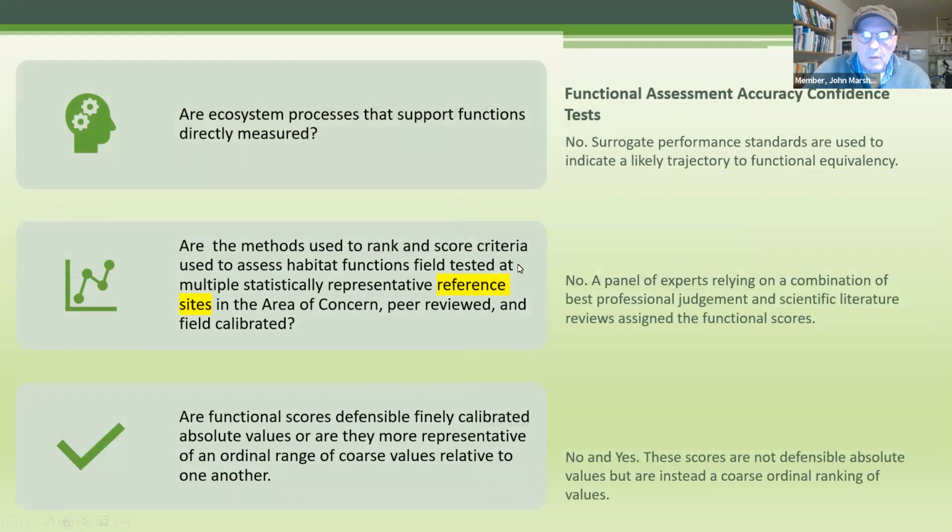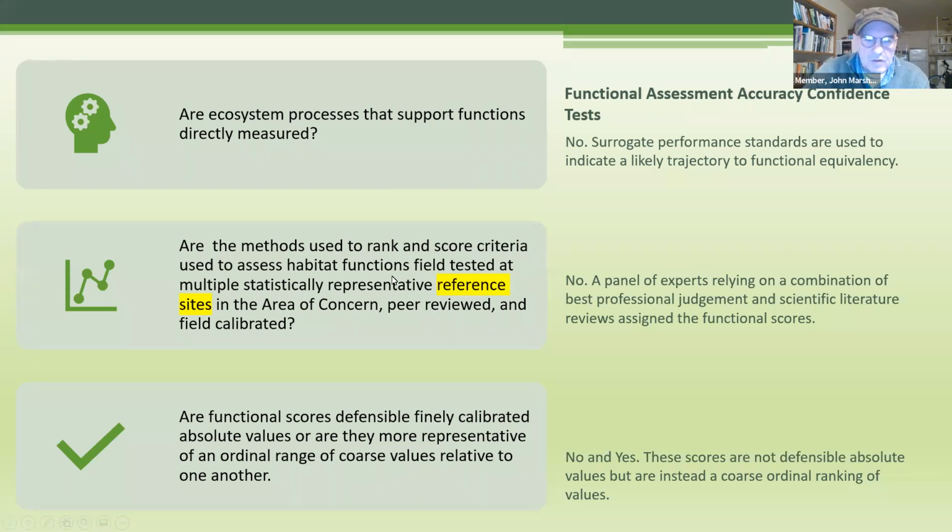So what's the bottom line here? Well, the bottom line is that these functions they're looking at are not a direct functional assessment. This is an indicator of functional assessment. They're using surrogate indicators of function to develop these functions, to make these statements about the value of these functional scores. And they're not empirically testing these in real habitat situations. They're using their best professional judgment to automatically assign these scores.